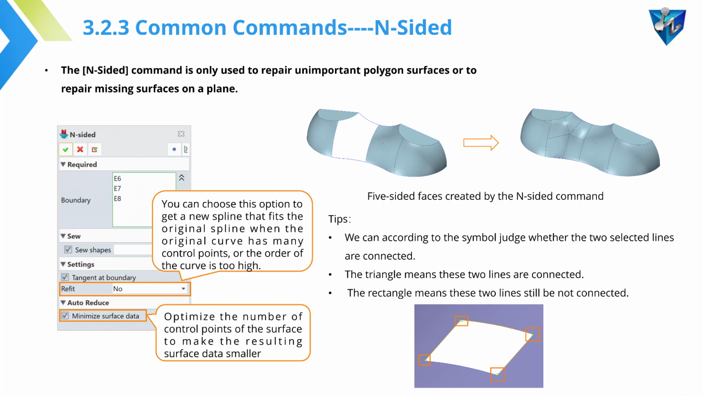After introducing the options of the n-sided command, there are some tips I want to show you. You can judge according to the symbol whether the selected edges are connected or not. If you see the triangle, it means these two lines are connected. The rectangle means the lines are not connected. Okay, let's move on to ZW3D to show more detail to you.